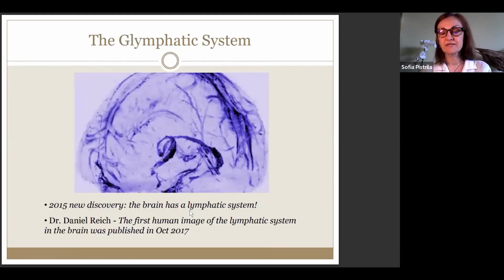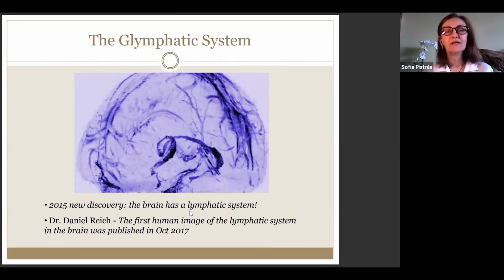The lymphatic system, you heard me talking about that in Sim 2. This is actually the first picture of the lymphatic system of the brain. And interestingly, it was a new discovery in 2015, so only about 7 years ago. To be honest, it was a funny moment. I thought, seriously, nobody knew that we have that?